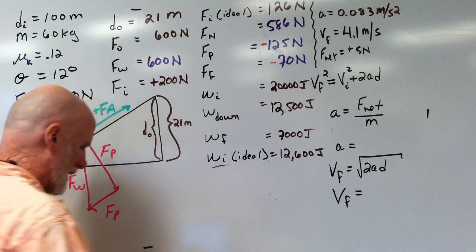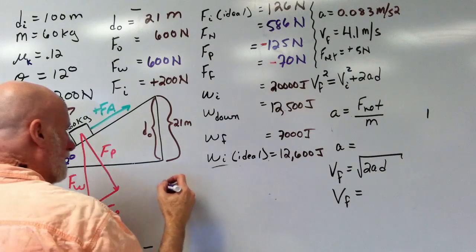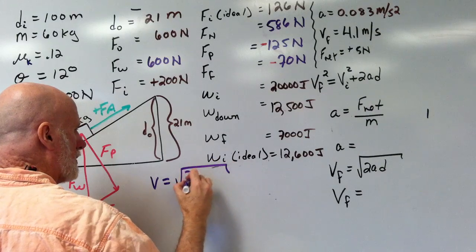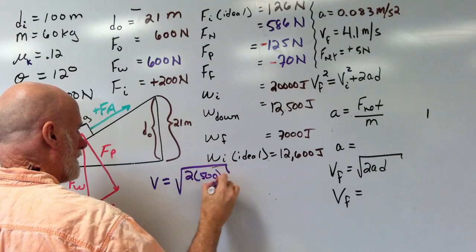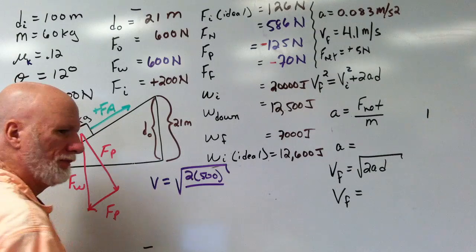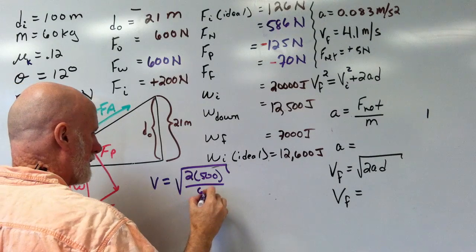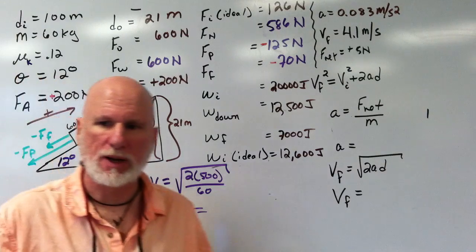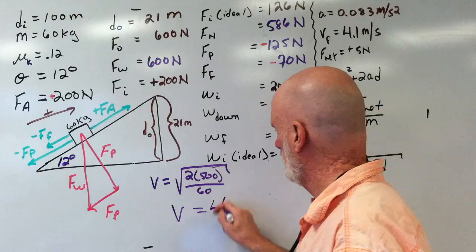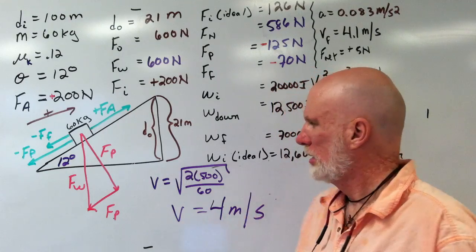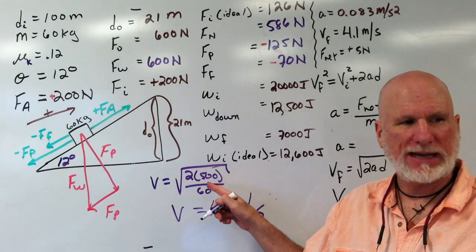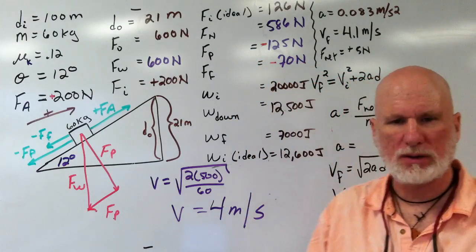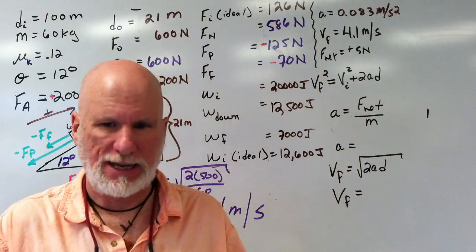So therefore, let's plug in. Velocity equals the square root of 2 times 500 divided by what? 60. Do that out. What do you get? That's 4. To get that 5, didn't we do a lot of rounding? Yeah. Same thing, 4 meters per second. You get it or not?